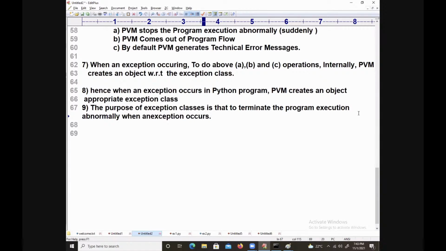Compulsory we need it. Suppose you are entering a wrong PIN number, one exception class object is created. You are entering username or password wrong, one exception class object is created. Without creating an exception class object, I cannot move forward. Compulsory I have to create what? An exception class object is created. I hope you are understanding. Is it understandable or not?